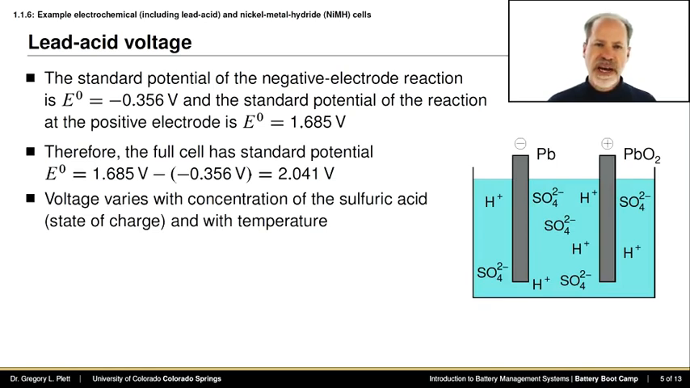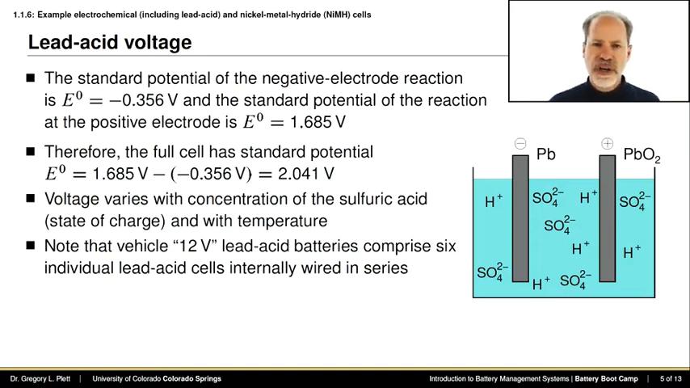Again, the voltage of a lead-acid cell will vary with the concentration of the sulfuric acid. In fact, it's possible to measure the concentration of the sulfuric acid and use that as an indicator of the state of charge of the battery cell. We also find that the voltage changes with temperature, so we sometimes see slightly different values listed as the nominal potential of a lead-acid battery cell in the literature, but these values are almost always between 2.0 volts and 2.1 volts.